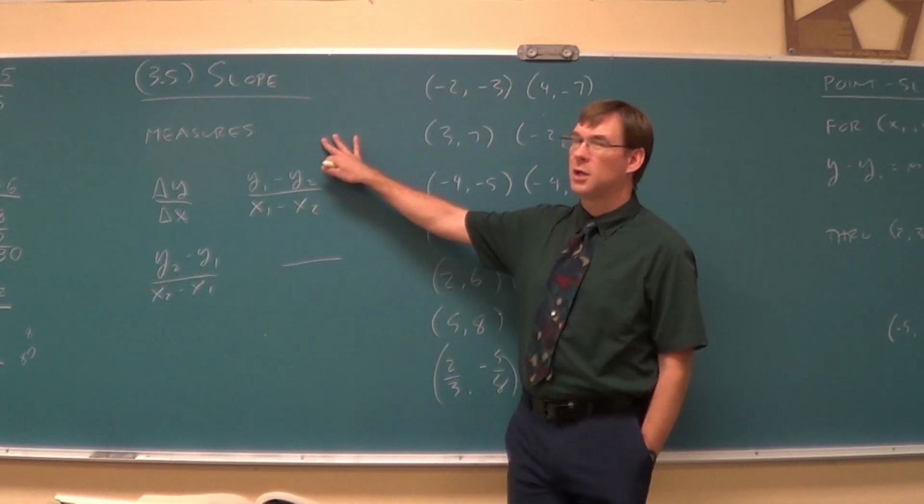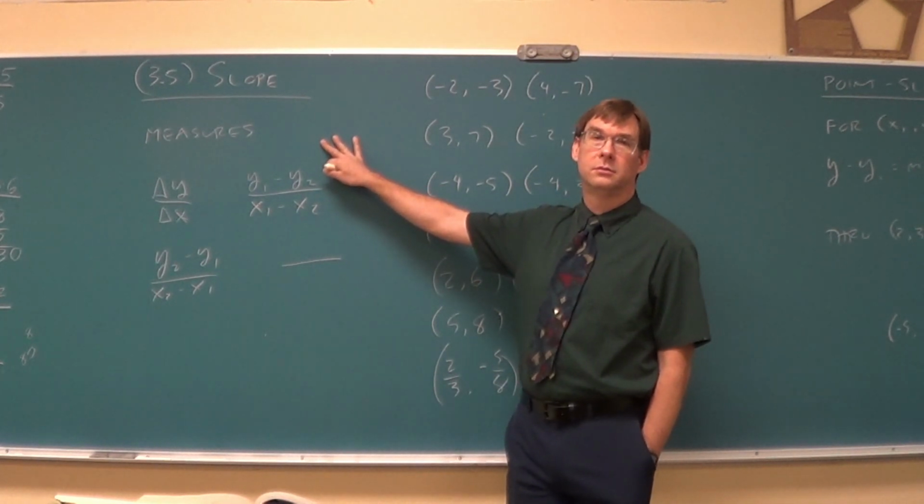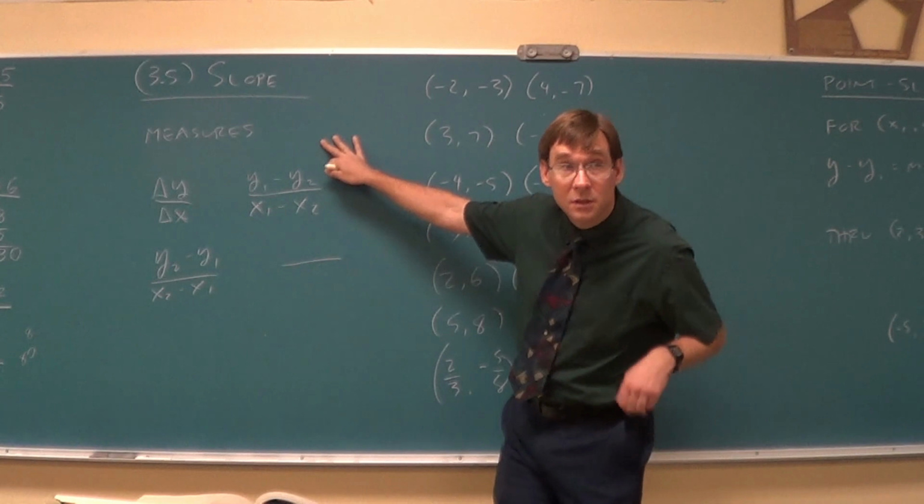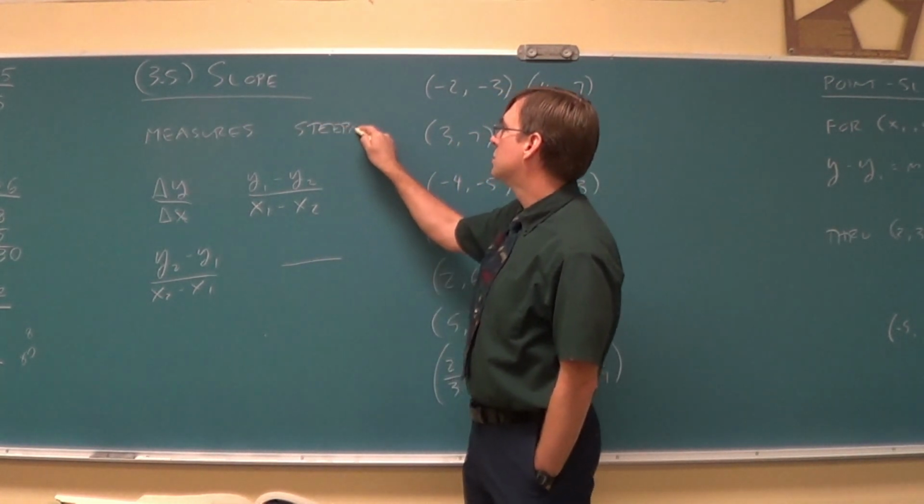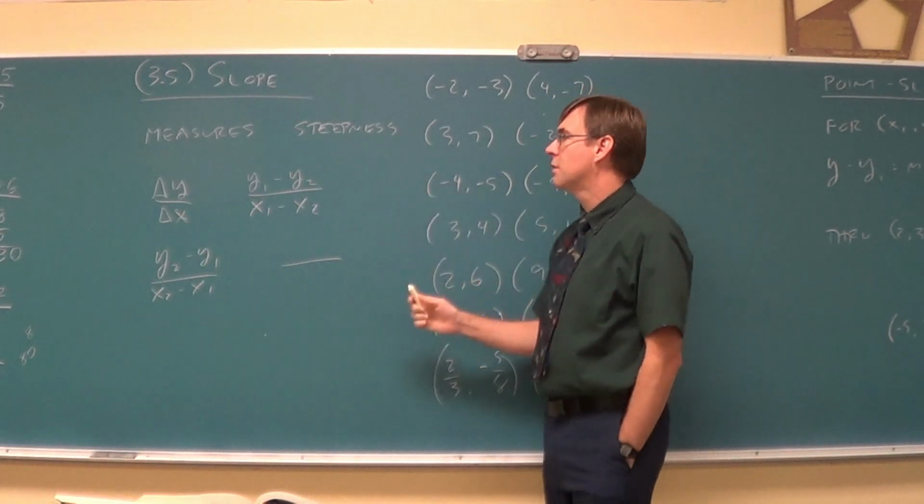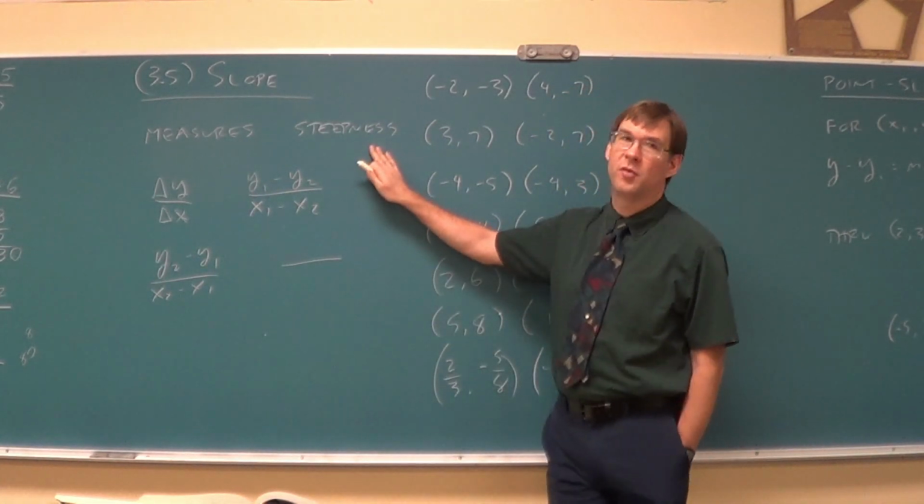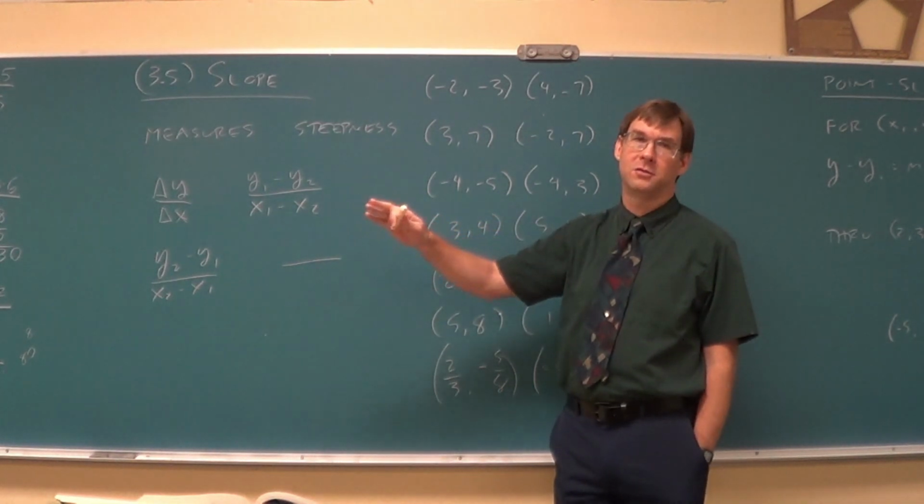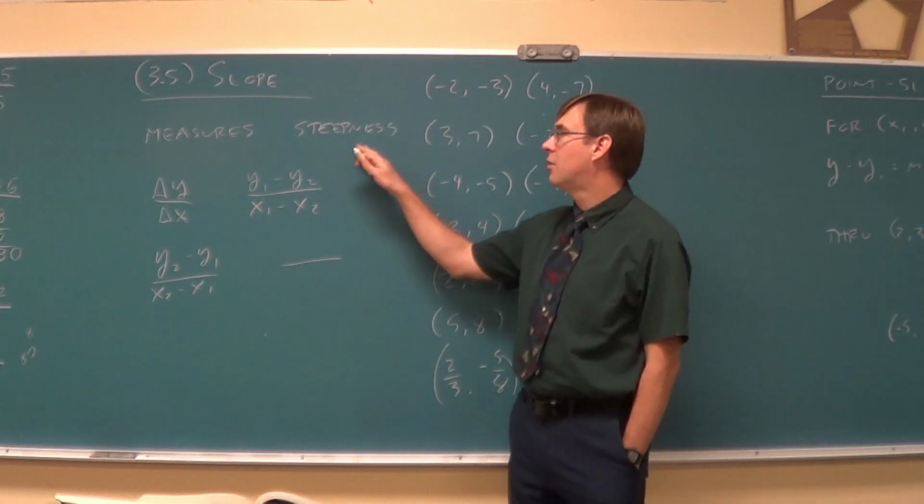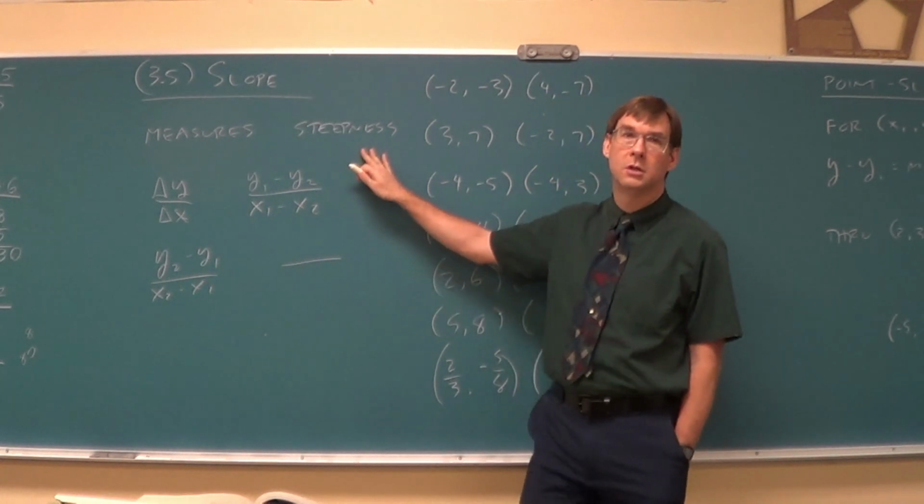Anybody remember basically what slope measures? Steepness, okay? It measures how steep a line is. So slope measures steepness. If you're in the local neighborhood, the slope of Pillow Avenue is not the same as the slope of Pittsburgh Street. Those are two very different steepnesses. If you don't believe me, go walk on those two roads.